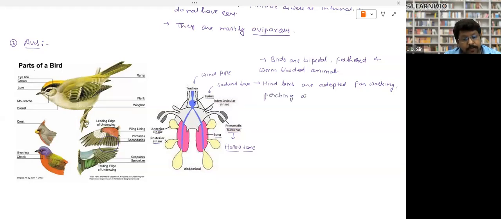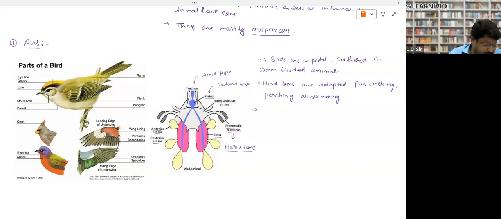Perching or swimming. Those birds which live in trees, it's better they perch, right? Their limbs are meant for perching. Like a duck, it is meant for swimming, right? So it depends. The adaptability of the hind limb depends.